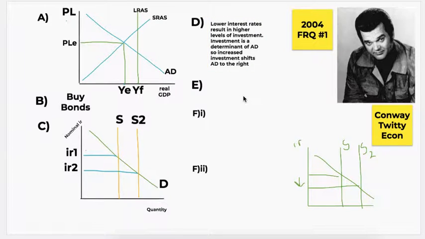And then letter E, show on the graph in part A how the change in the interest rate you identified in part C will affect output and price level. So we don't need to write anything here. We just have to draw on this graph again. So let's draw.